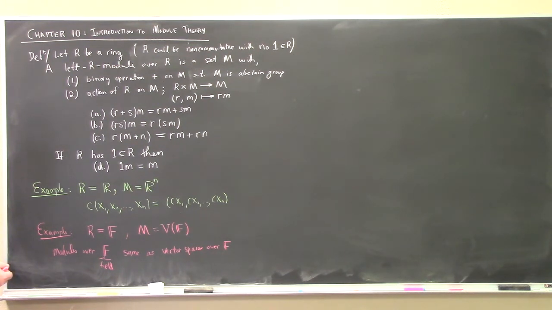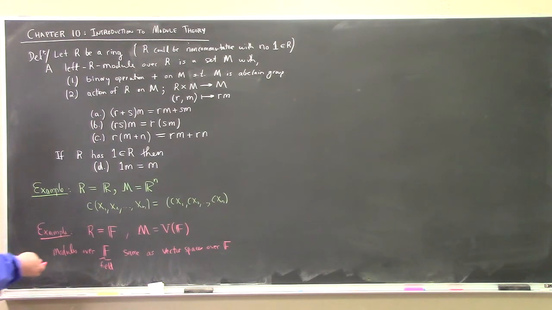So what's the difference then between a module and a vector space? If they're the same, are they? Well, they're not generally the same. The difference between a module and a vector space, in one part of it, is that in a module, the scalars could be coming from a ring.